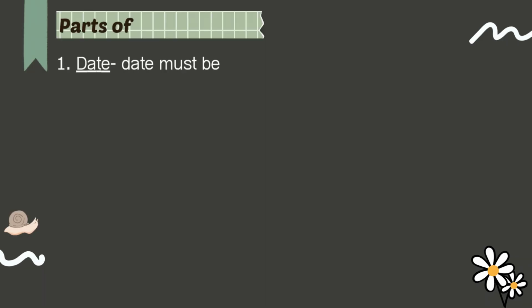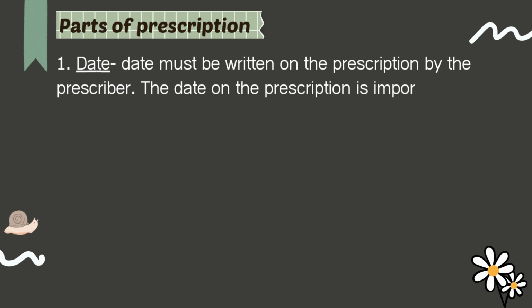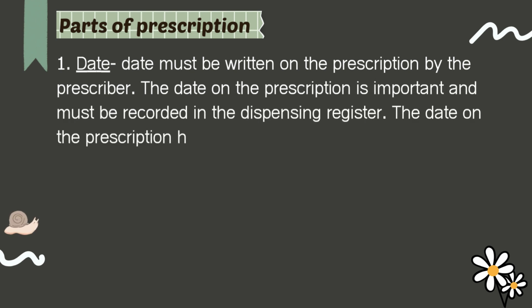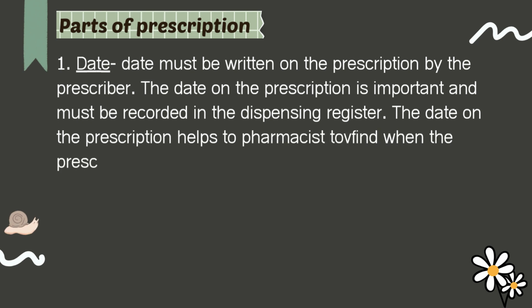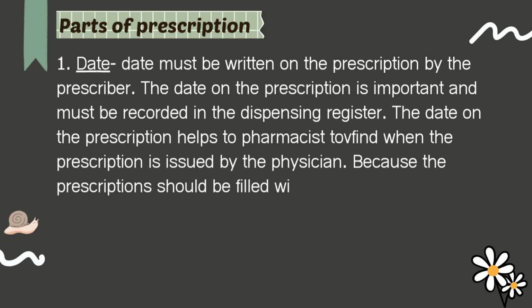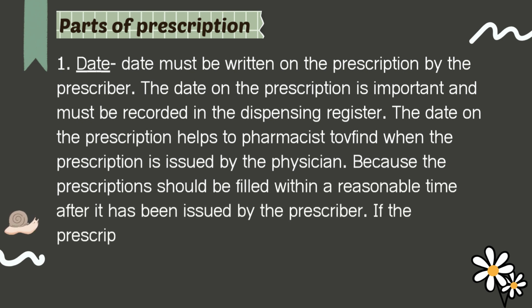Parts of prescription. 1. Date. The date must be written on the prescription by the prescriber. The date on the prescription is important and must be recorded in the dispensing register. It helps the pharmacist to find out when the prescription was issued by the physician, because prescriptions should be filled within a reasonable time after they have been issued by the prescriber.